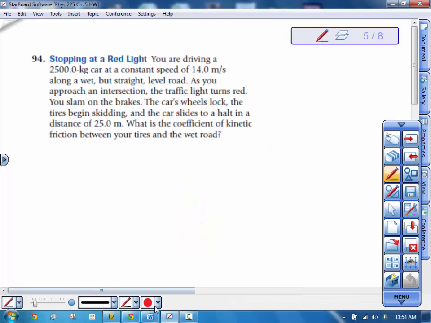Okay, the next problem then says that you're driving a 2,500 kilogram car at a constant speed of 14 meters per second along a wet but straight level road. As you approach the intersection, the traffic light turns red, you slam on the brakes, the car's wheels lock, and the tires begin skidding. The car slides to a halt in a distance of 25 meters. What is the coefficient of kinetic friction between your tires and the wet road?